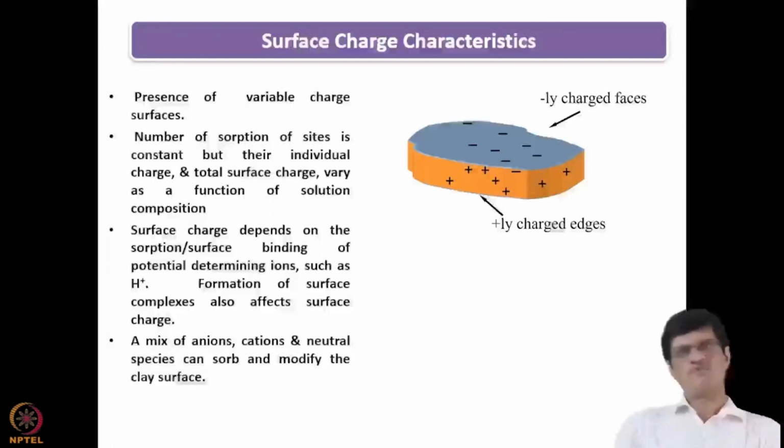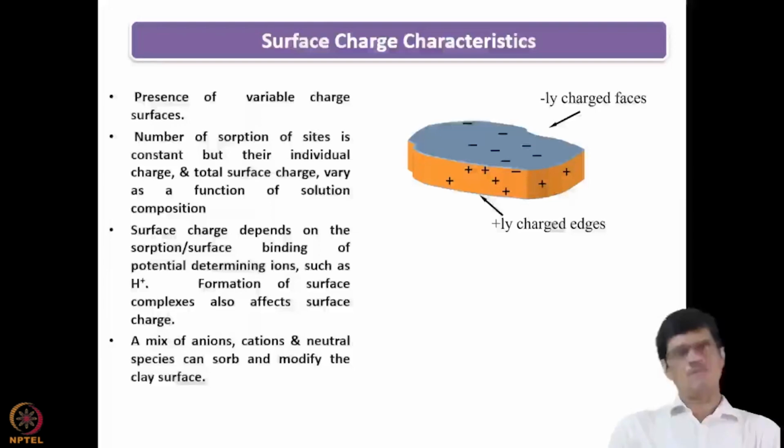Now coming to the surface charge characteristics of these minerals, the figure shows how you have negatively charged faces, and also positively charged edges. So they will actually be binding with the cationic as well as the anionic species. That is, the cationic species will be binding with the faces and the anionic species will be binding with the edges.